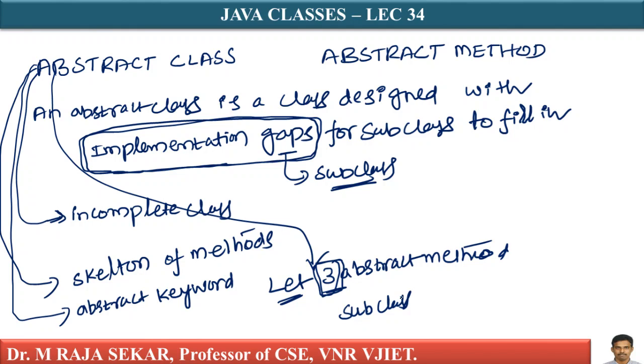Even if a subclass is not able to implement at least one of the methods in my abstract class, your program cannot be compiled. If your subclass omits at least one of the abstract methods, then your program cannot compile. This point is very important.